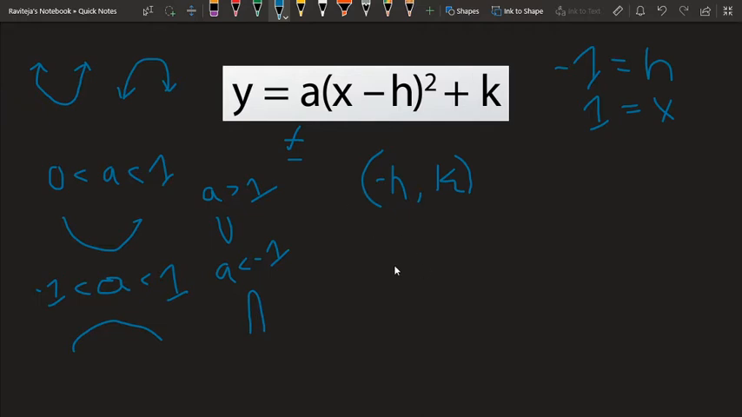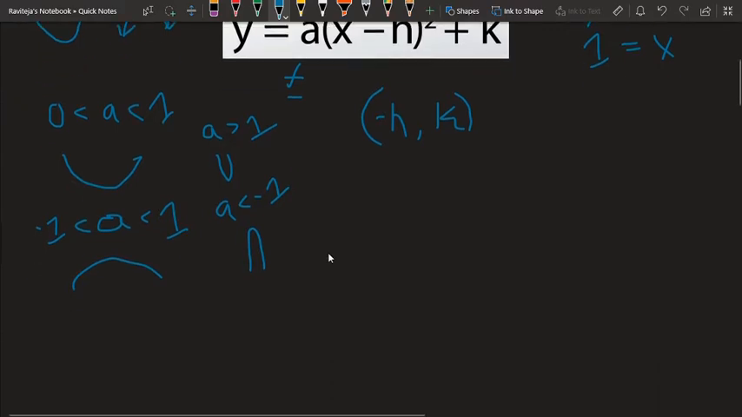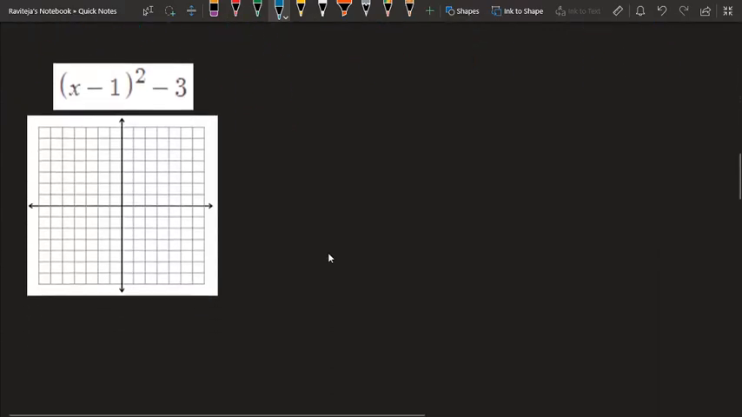So now that we went over the steps, let me walk you through example number 1. And here it is, our first quadratic equation in vertex form. Parentheses x minus 1 squared minus 3. So let's start off by looking at step number 1, which has to do with the a. Now, since there's no number here, we can assume that a equals +1.